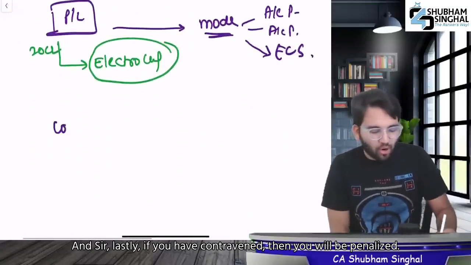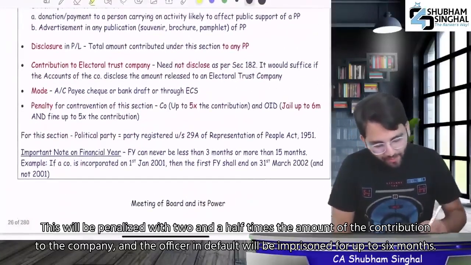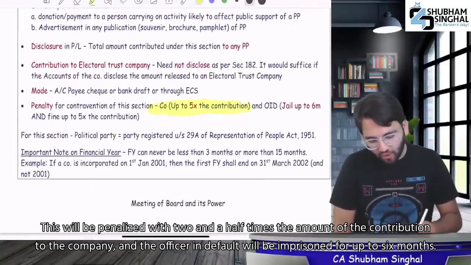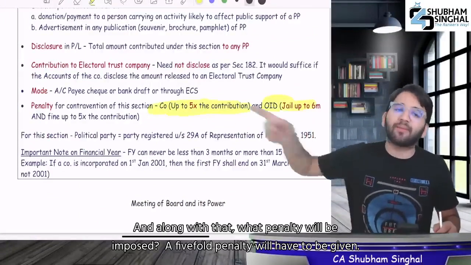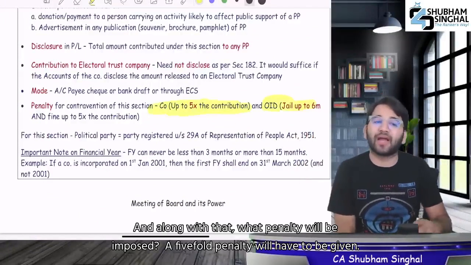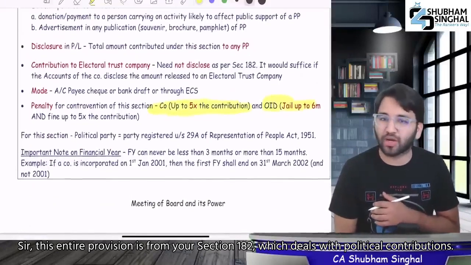And lastly, if there is contravention, then you will be penalized. What will be the penalty? The company will be penalized with up to 5 times the amount of contribution, and the officer in default will be imprisoned for up to 6 months. And along with that, you have to pay a penalty of 5 times. This entire provision is from section 182, which deals with political contributions.